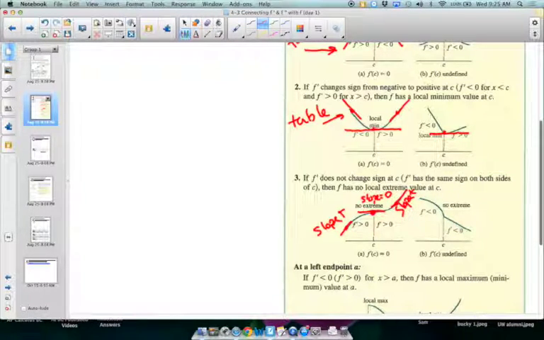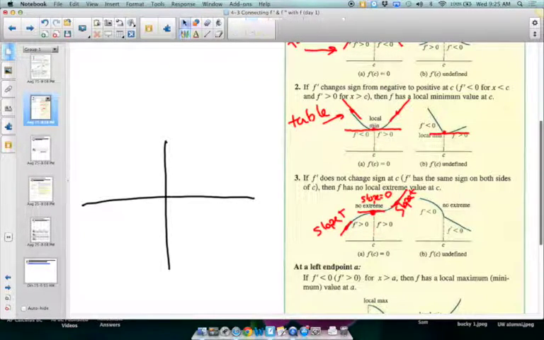Does anybody know of a function that does this? That flattens out like that in a spot and continues, either goes up, flattens and continues up, or maybe the other way. Goes down, flattens and continues down. Somebody said, yeah, x to the third. Exactly. Right? If we look at f of x equals x cubed, it looks like this.